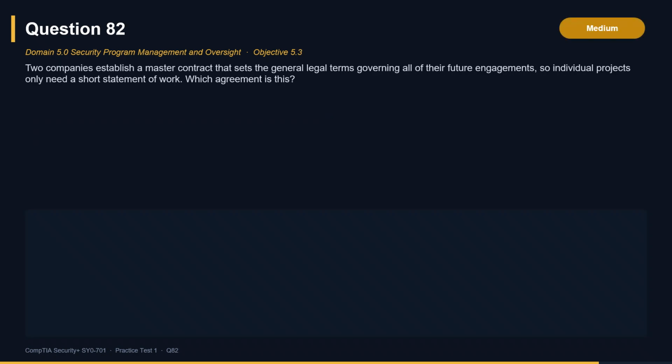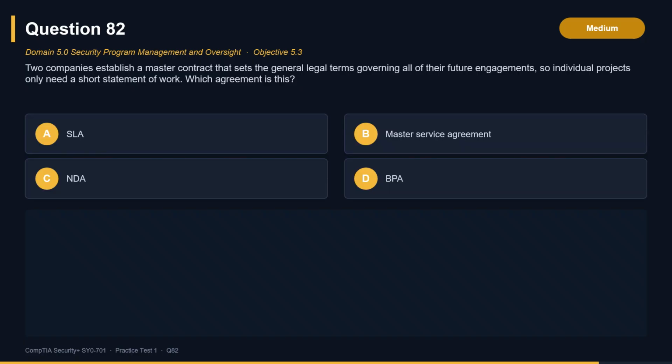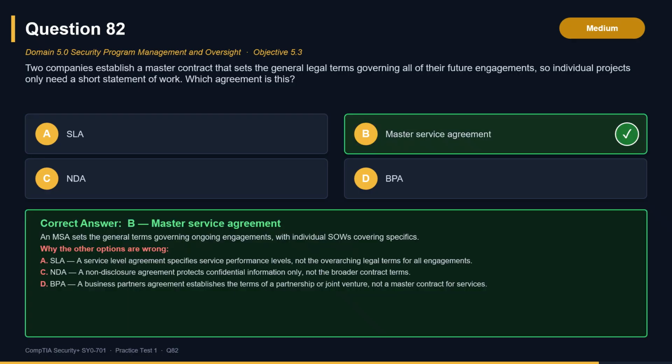Question 82. Two companies establish a master contract that sets the general legal terms governing all of their future engagements, so individual projects only need a short statement of work. Which agreement is this? The correct answer is B, Master Service Agreement. An MSA sets the general terms governing ongoing engagements, with individual SOWs covering specifics.